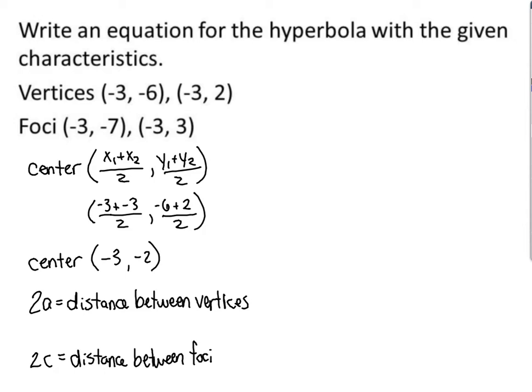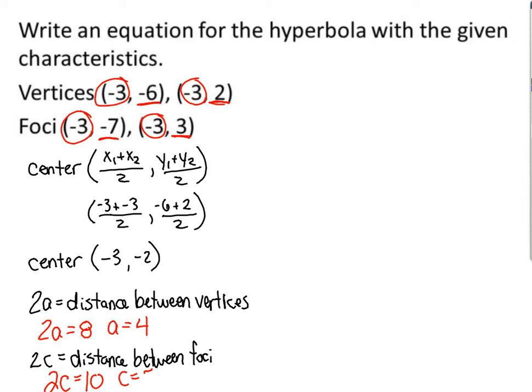If you notice on the vertices, the x's stay the same, so we just need to see how far apart the y's are. From -6 to +2 has a distance of 8, so then a would equal 4. On the foci, again, the x values stay the same, the y's are the ones that are changing, so a distance from -7 to +3 is 10. So c will equal 5.